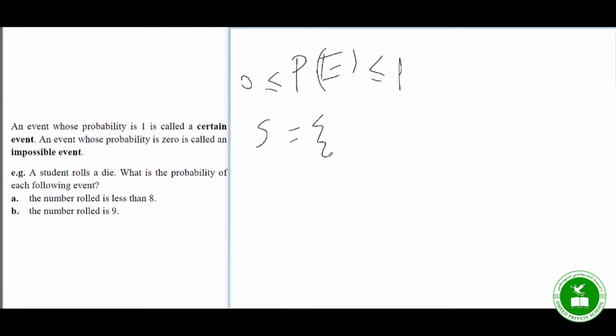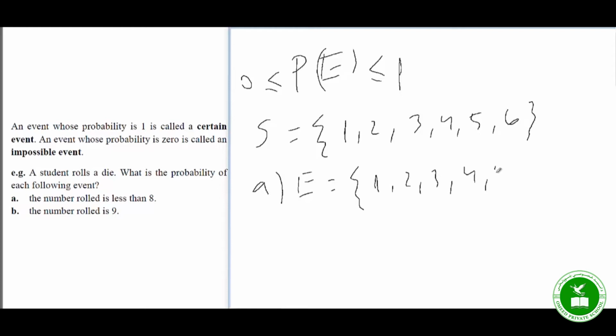The sample space for this experiment is 1, 2, 3, 4, 5, and 6. It means rolling a dice has these 6 possible results or outcomes. For the first case, A, the event is the number rolled is less than 8. What are the numbers? 1, 2, 3, 4, 5, and 6. 7 is impossible because we don't have any 7 on a dice. So the number of events for this case is also 6.